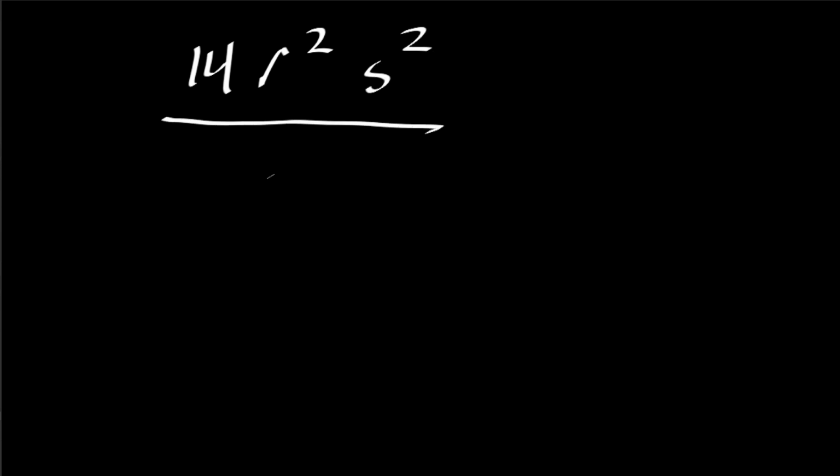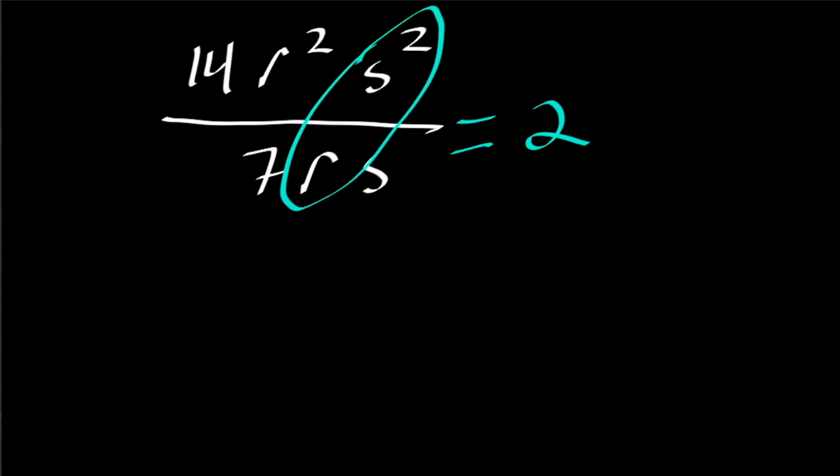Let's make this a little bit harder. 14r to the 2nd, s to the 2nd over 7rs. Now, all I did here is make this a little bit more difficult by adding in an extra variable. But I'll show you how to do it. So 14 divided by 7, the first thing we're going to do is divide these coefficients. Gives me 2. Now, an s and an r really can't divide. They can, but we can't really simplify it anymore.